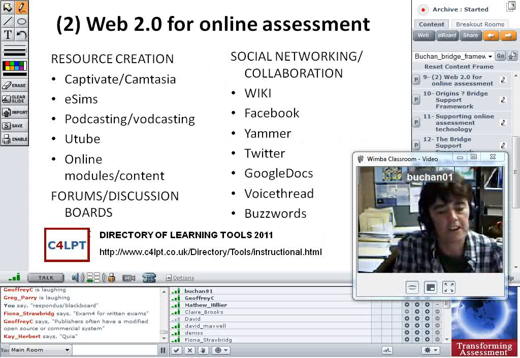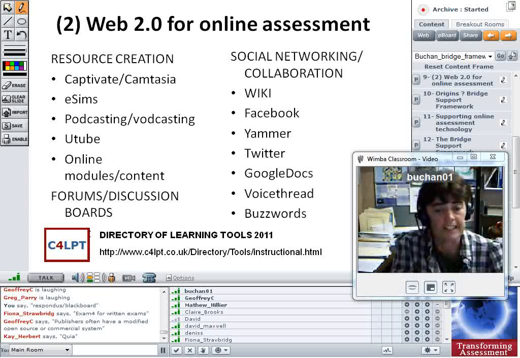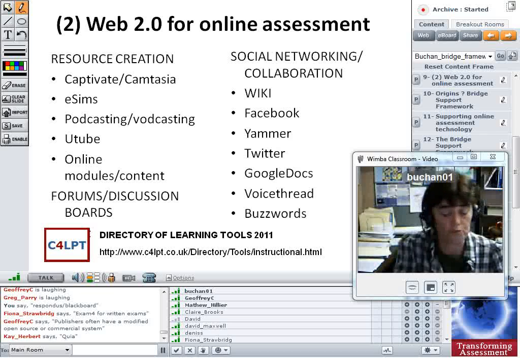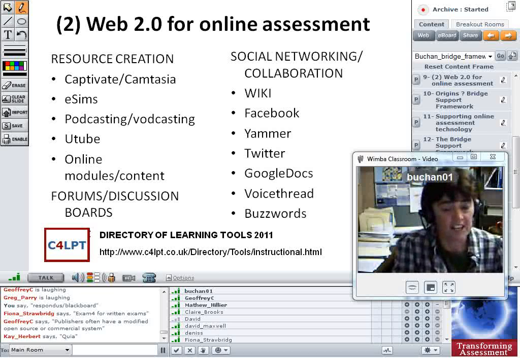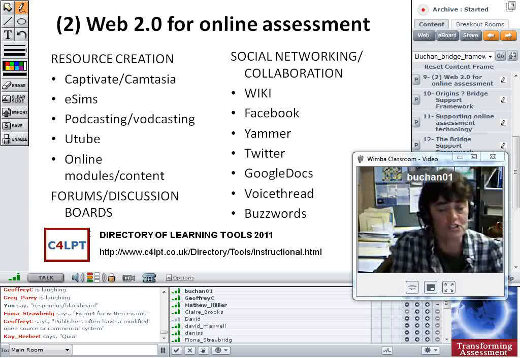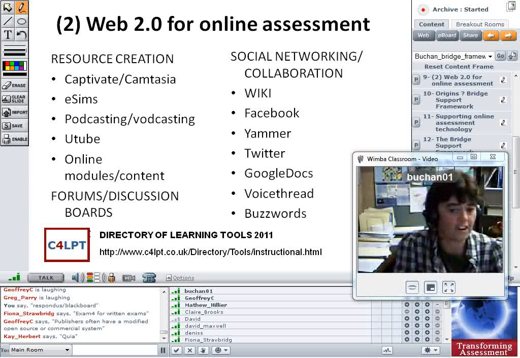Other categories are resource creation. Somehow you just need some way to create resources. There might be a Captivate presentation, e-simulations, podcasting, vodcasting. How do you create your YouTube videos to upload so that students can view them, and it might be part of an assessment task. There's got to be a variety of technologies, and of course each institution has its own versions of that, some more centralized, some more ad hoc.